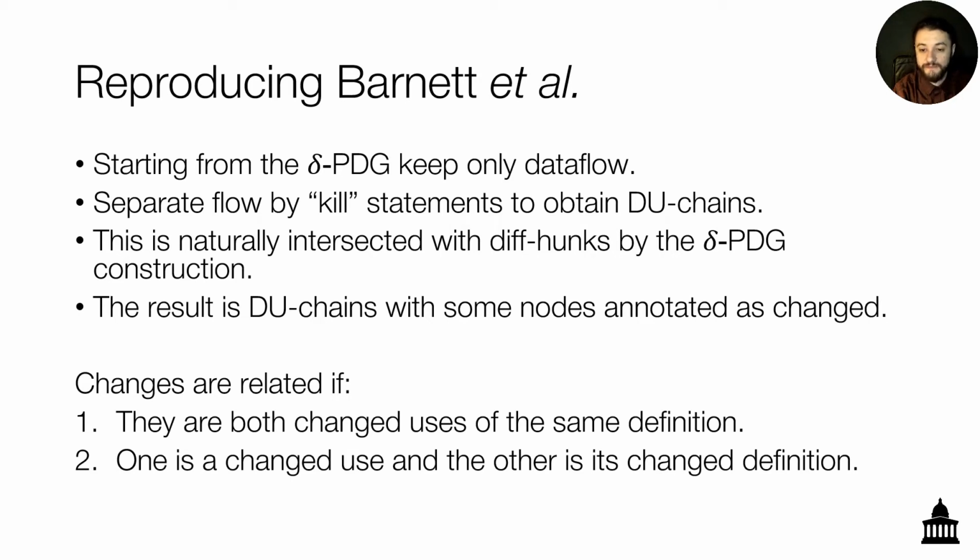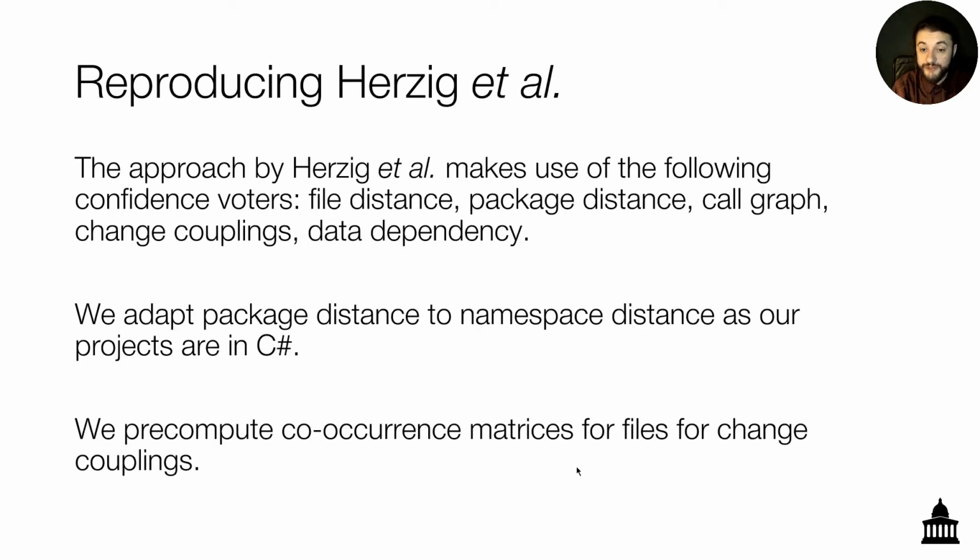atomic concern. To reproduce Pârțachi et al., we pre-compute a file co-occurrence matrix from the version history and derive a call graph and a data flow graph from our δ-PDG. Pârțachi et al.'s approach works over diff hunks, so we maintain a mapping between the hunks and their nodes in our structures. We compute their confidence voters as described in their paper, adapting package distance to namespace distance, which, due to how these are written in C#, maps cleanly.